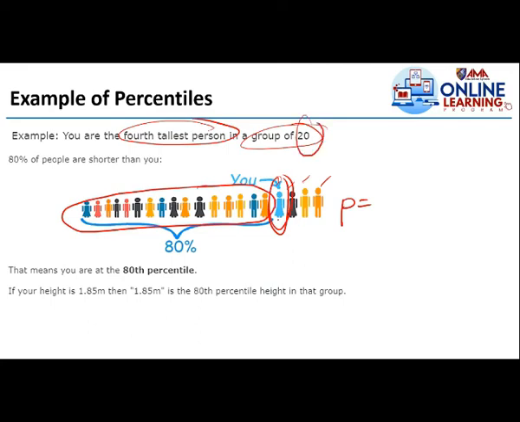Obviously, 20 yan, di ba? 20 katao yan. So minus 4 mo muna. Why? Para malaman mo kung ilang tao ang natira dito. Ito. Ilan yung nalamangan mo? Saan nakuha yung 80%? Mamaya, kunin natin yan. So this is 20 minus 4 is 16. So 16 katao ang nalamangan mo.